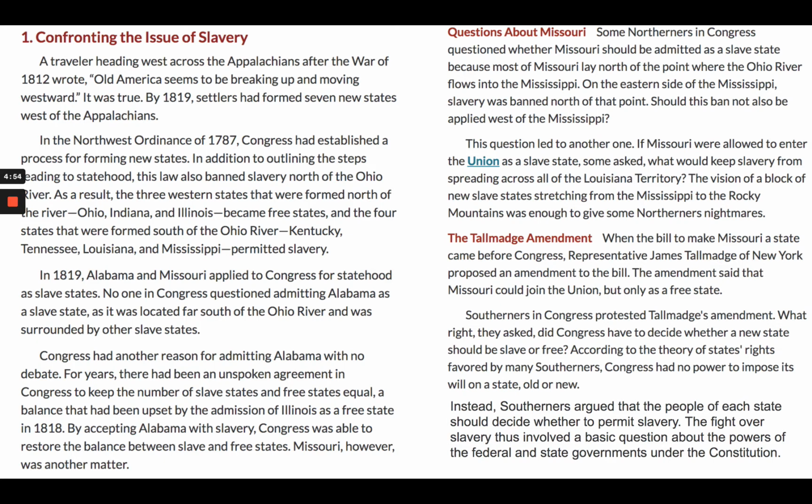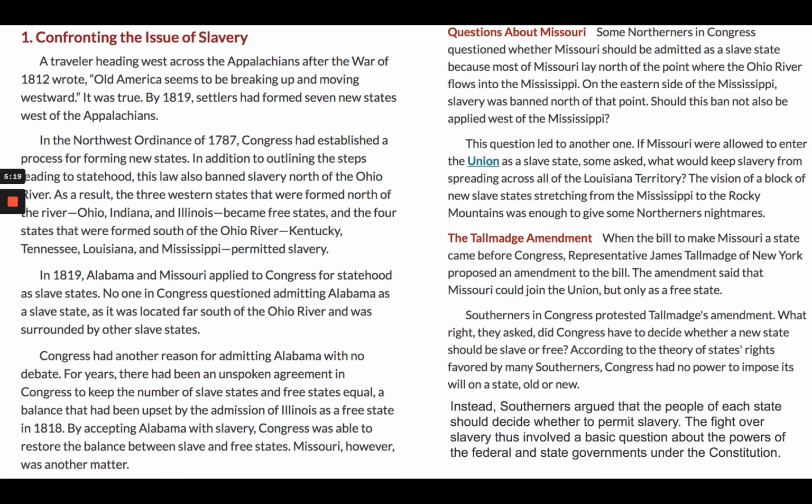In 1819, Alabama and Missouri applied to Congress for statehood as slave states. No one in Congress questioned admitting Alabama as a slave state, as it was located far south of the Ohio River and was surrounded by other slave states. But Congress had another reason for admitting Alabama with no debate.